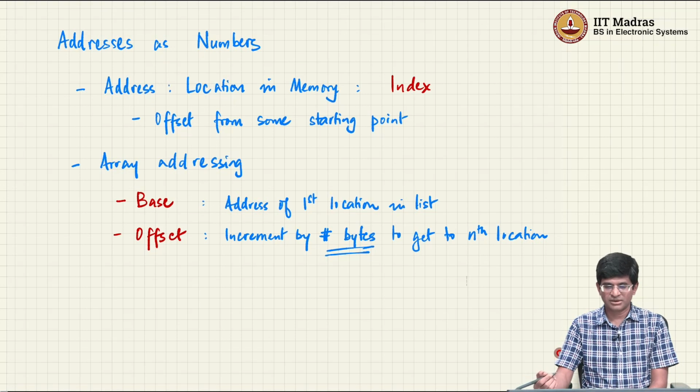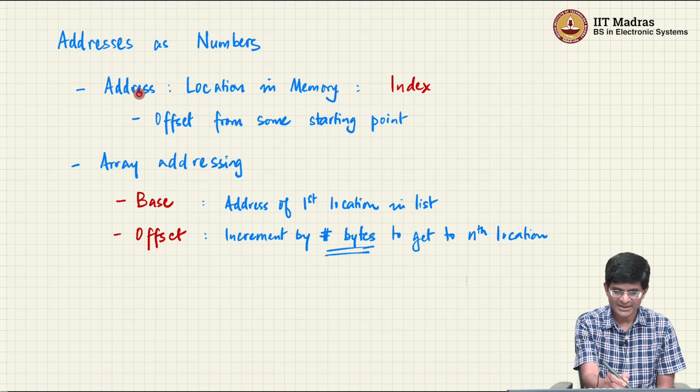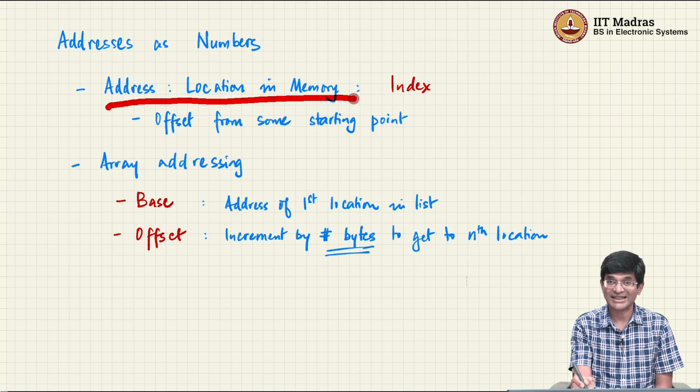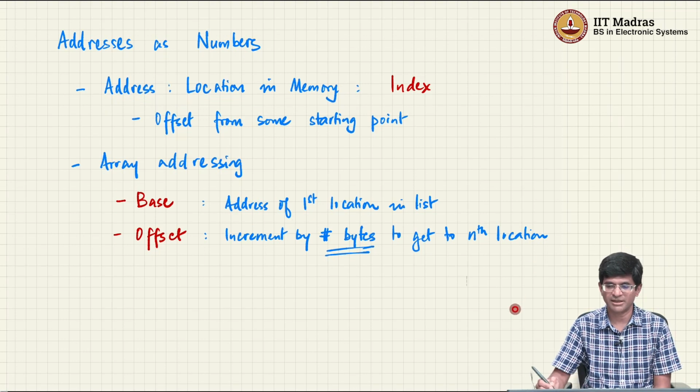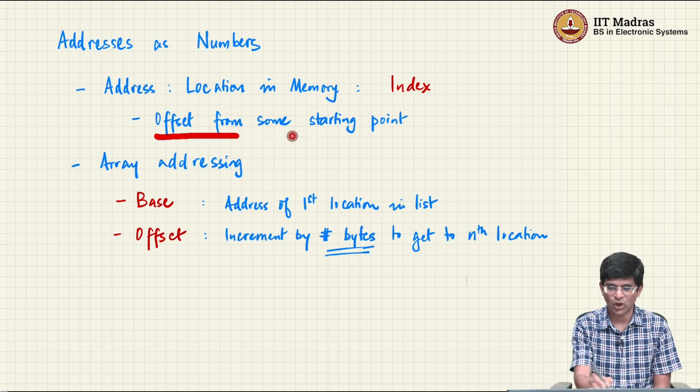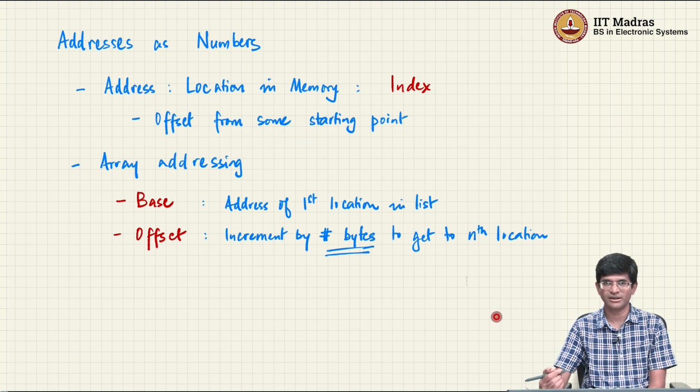So the main thing that we are trying to understand over here is that an address is an index of a location in memory. In terms of an array, it is basically some kind of an offset from some starting point. In other words, an array is basically declared as a starting point, and every successive location in that array is an offset from that starting location. With just a simple calculation based on the starting point and the offset, it is possible for us to identify any location inside the array.